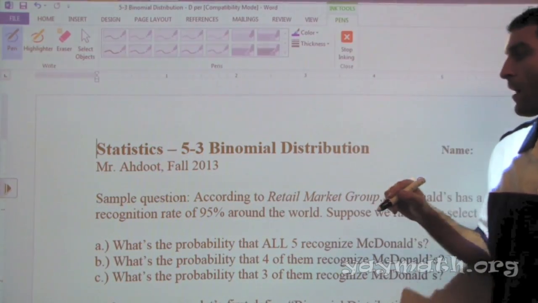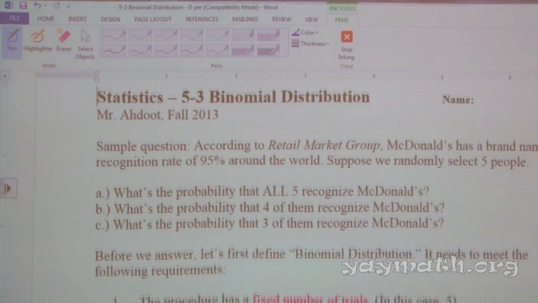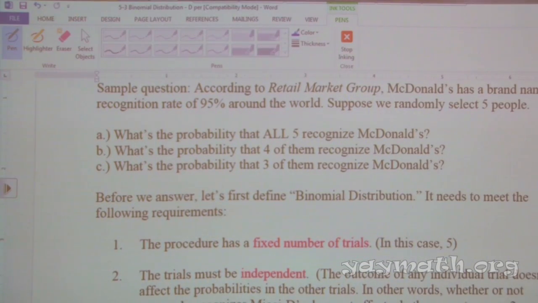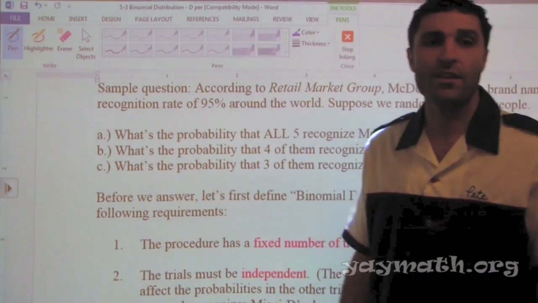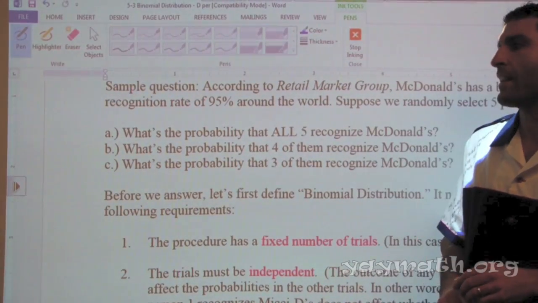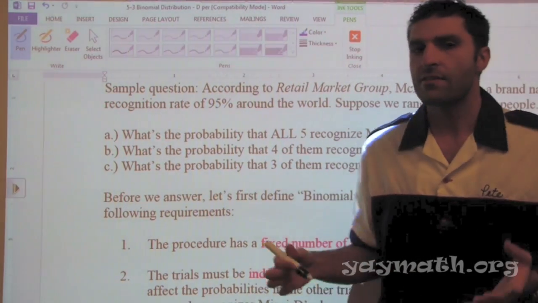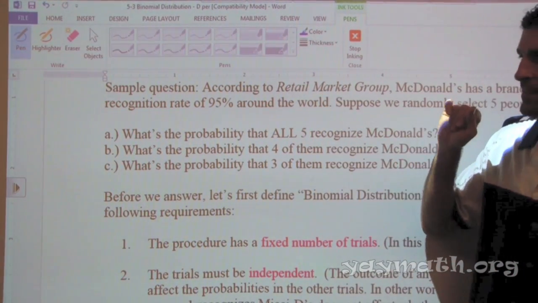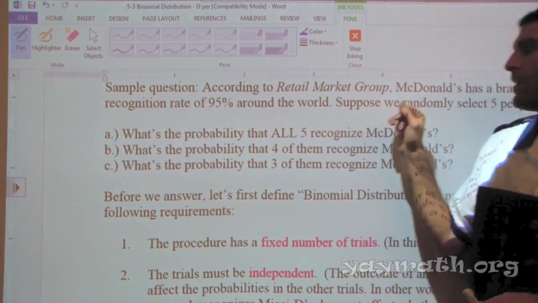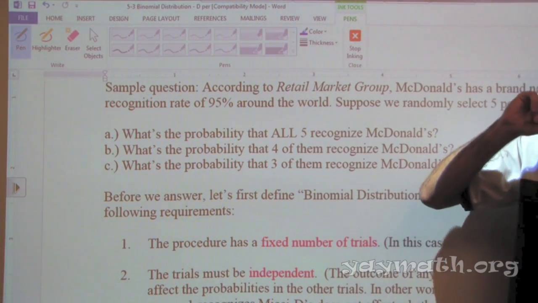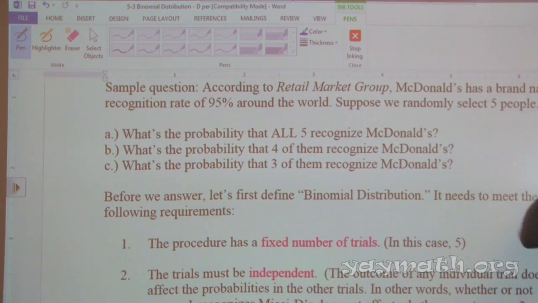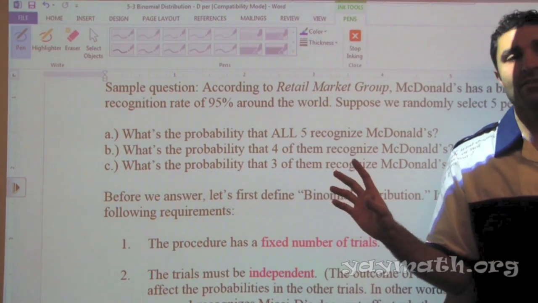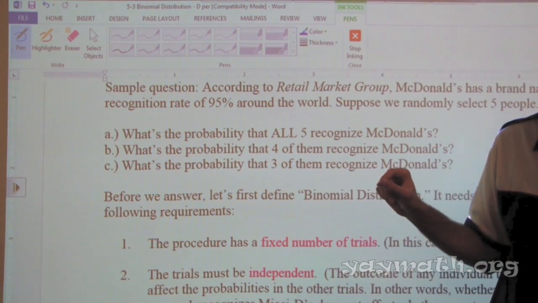We're going to do binomial distributions today for statistics. It's pretty interesting, pretty challenging, but I think you can get it. Let's first have a discussion. Start with a real world problem. Suppose, according to Retail Market Group, and this is actually true information, the probability of anyone recognizing the brand McDonald's is 95%.